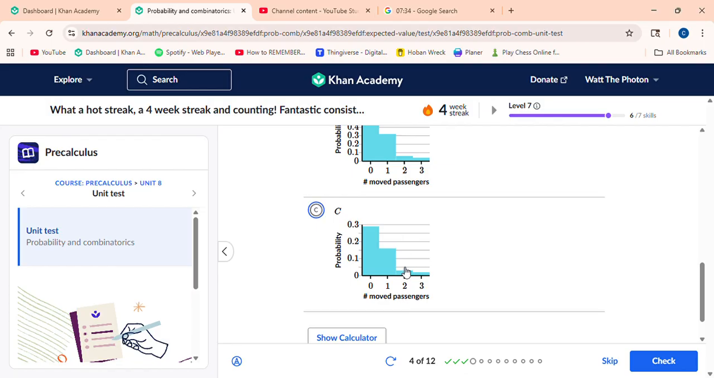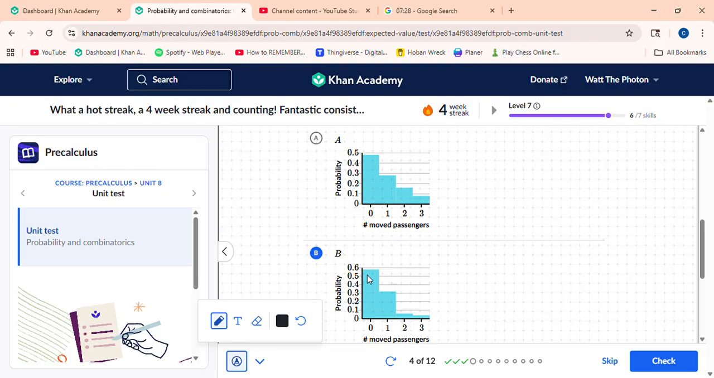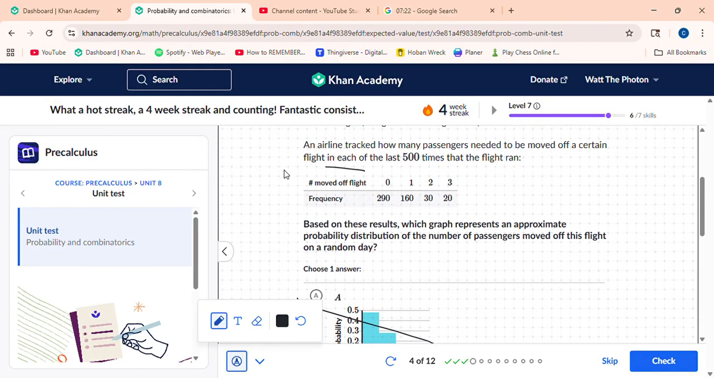That looks right. 0.3 is wrong. That sounds about right. Yeah. It's 0.58. A is wrong. Moves off flight.